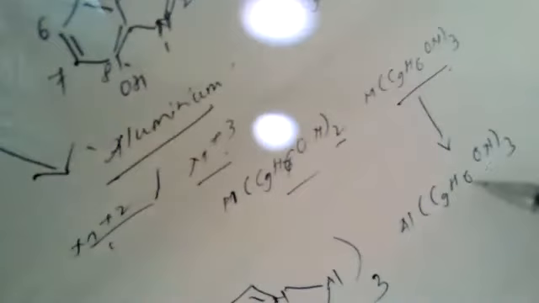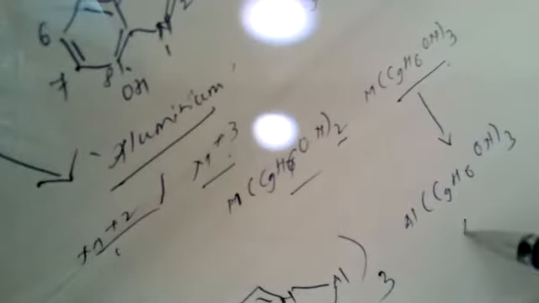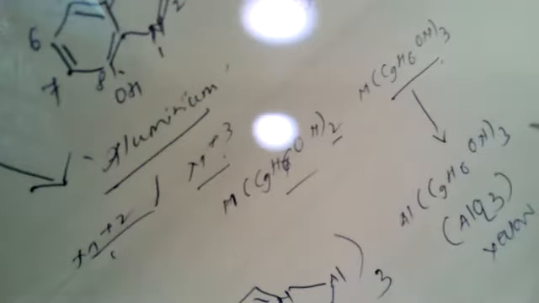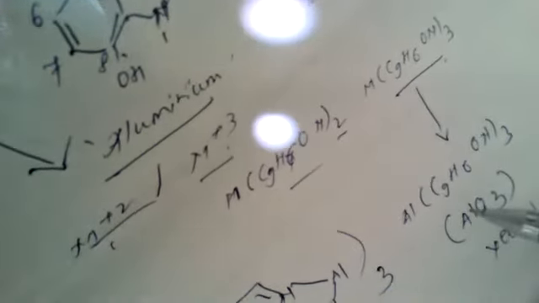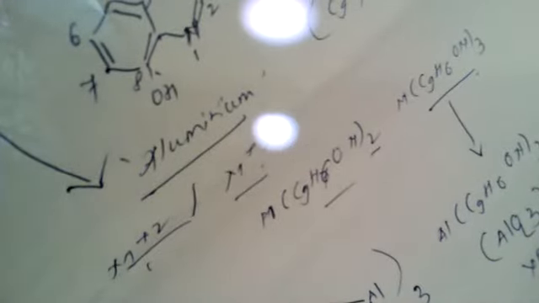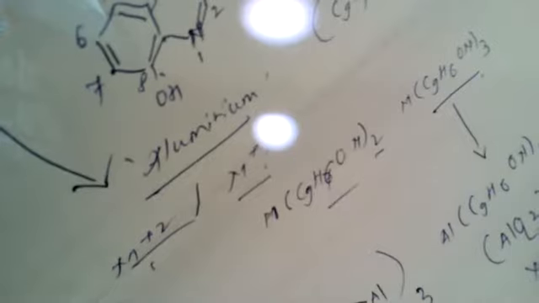This is known as aluminum oxinate, which has the formula Al(C9H6ON) thrice. Similarly, I have shown it here also. So this is also sometimes known as AlQ3, which is somewhat yellowish white in color. It is known as the aluminum oxinate, or sometimes it is also known as a tris, because aluminum is trivalent.